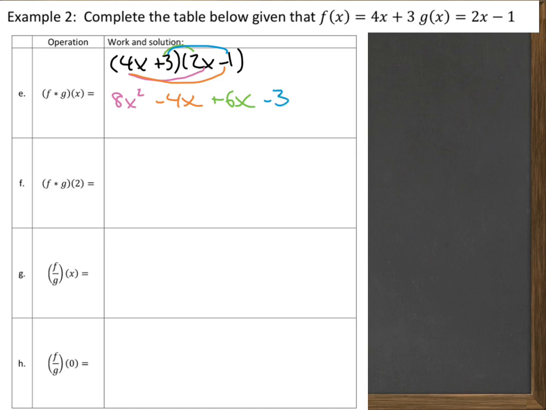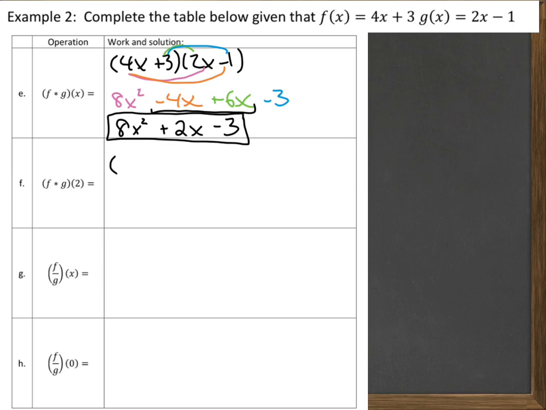Hopefully you can see that these middle terms are like terms, which can be combined. We combine negative 4x and 6x to get positive 2x, and then we have a minus 3. So that would be our final answer. Now you might be thinking, couldn't we factor that? Couldn't we use the AC method? Probably, but that's beyond the scope of what this question is asking us to do, so we're going to just leave it alone.